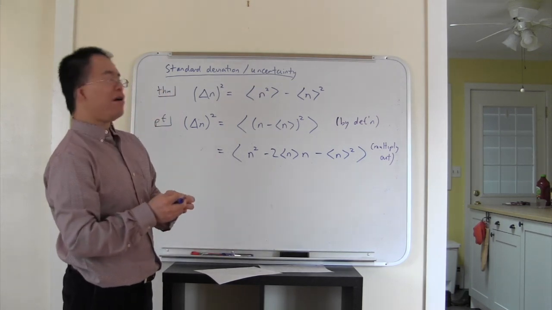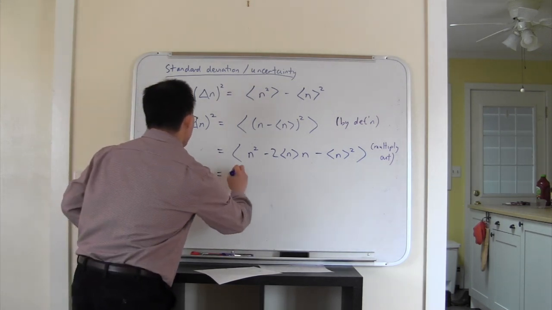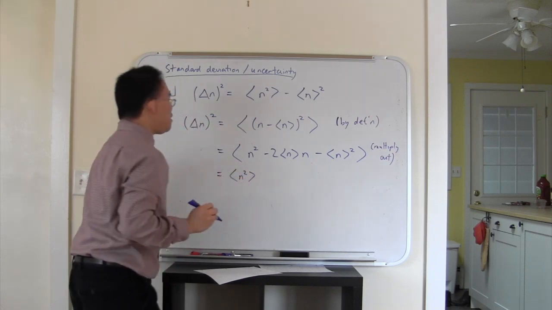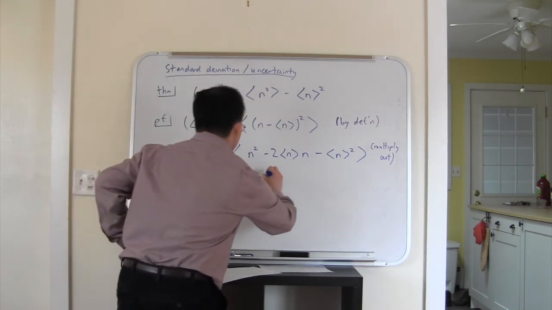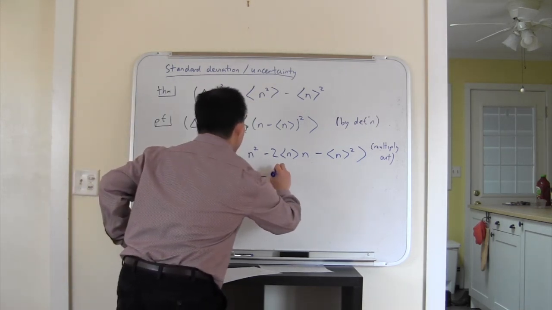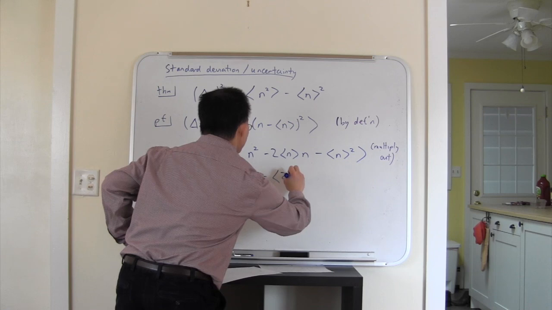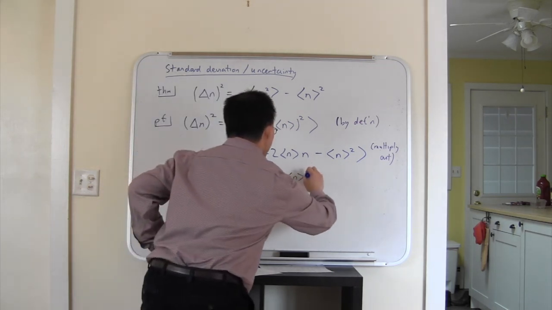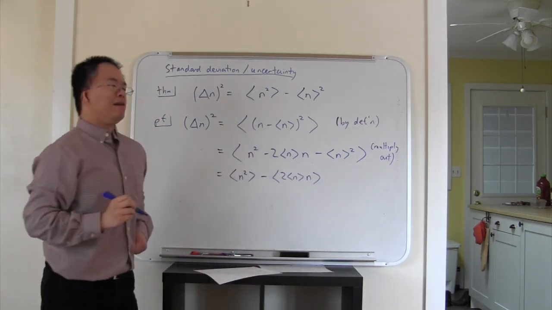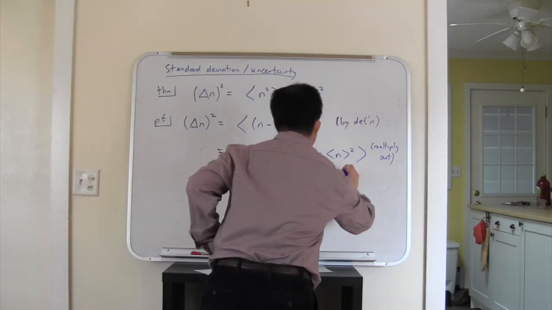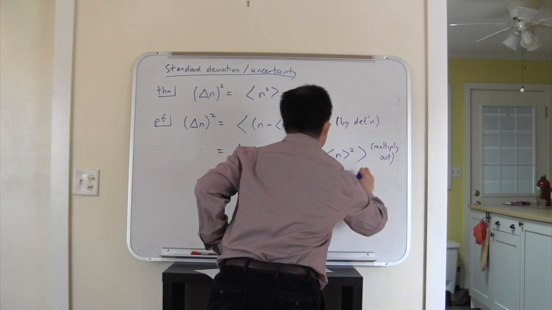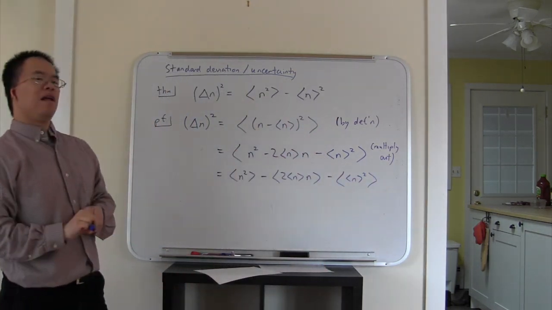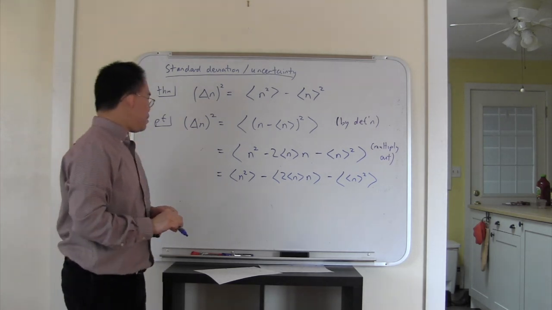So if I'm allowed to do that, then this will turn into the average value of n squared. If I'm allowed to subtract, then I'll get the average value of n squared minus the average value of 2 times n times n, minus the average value of n, squared. Okay?